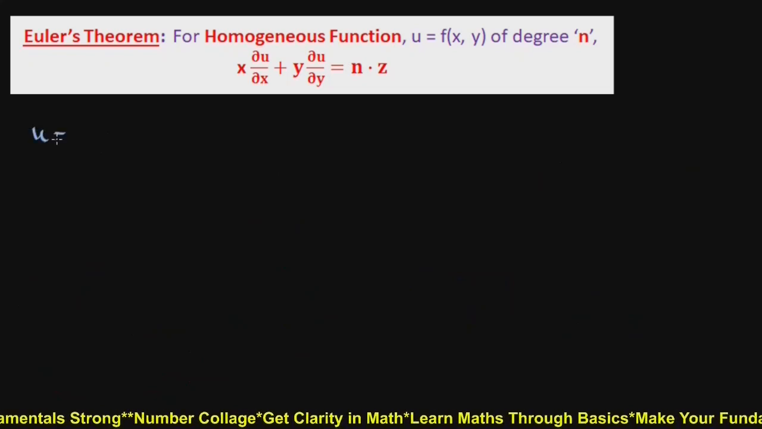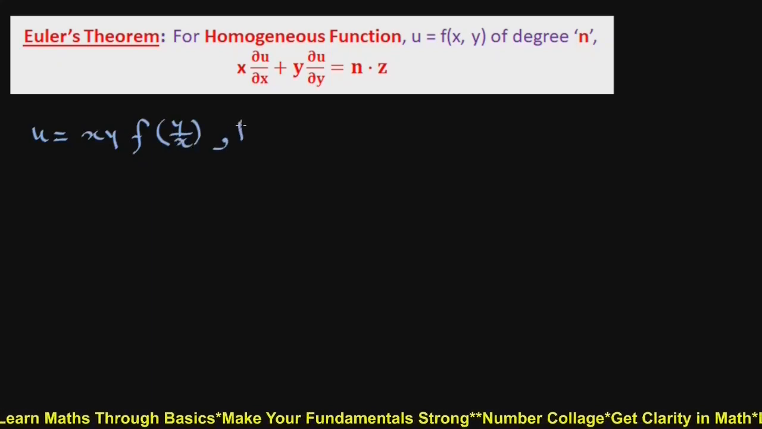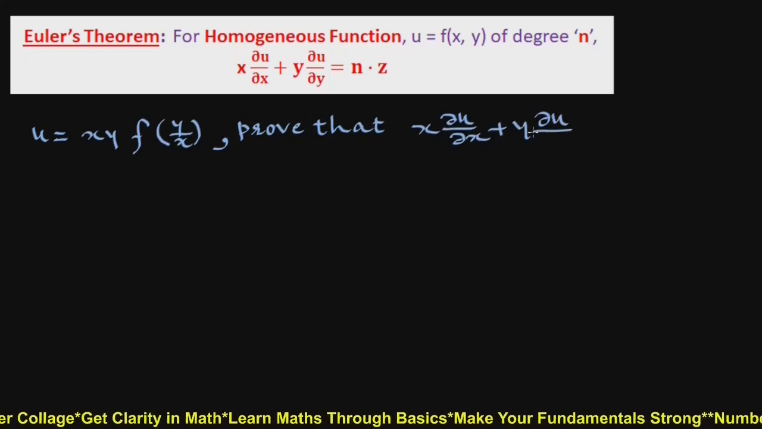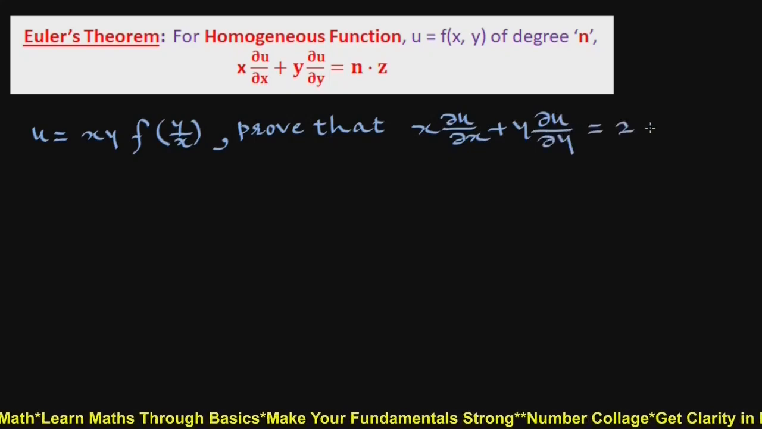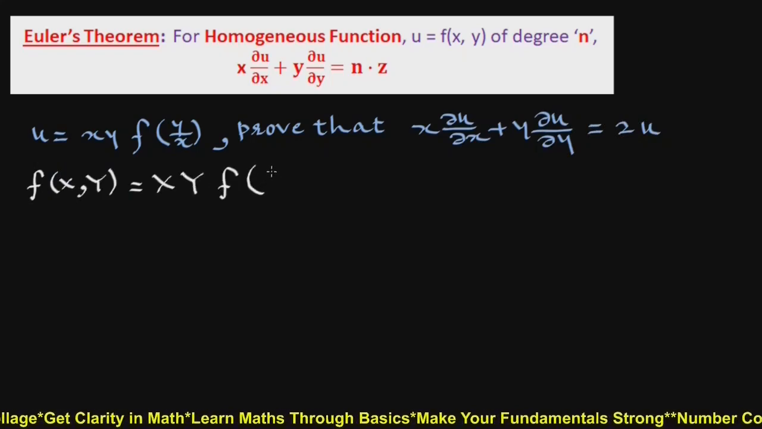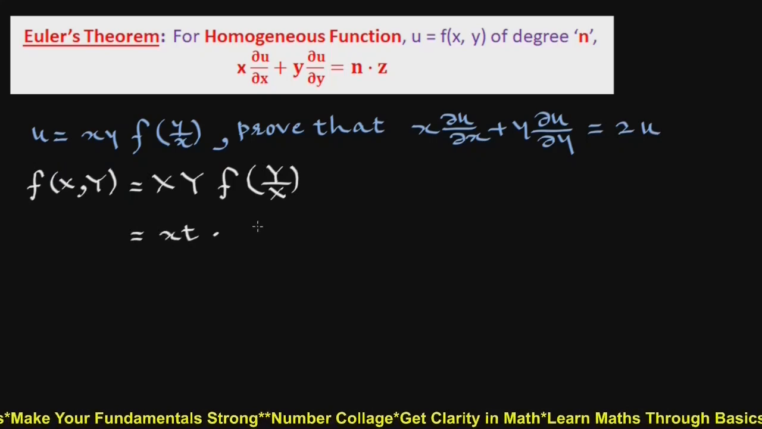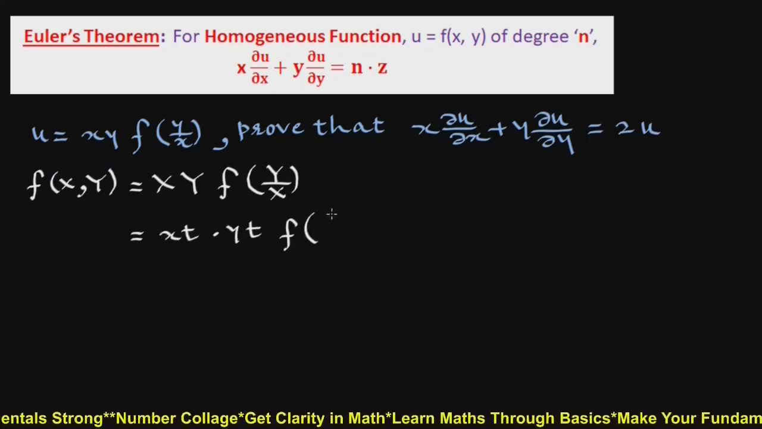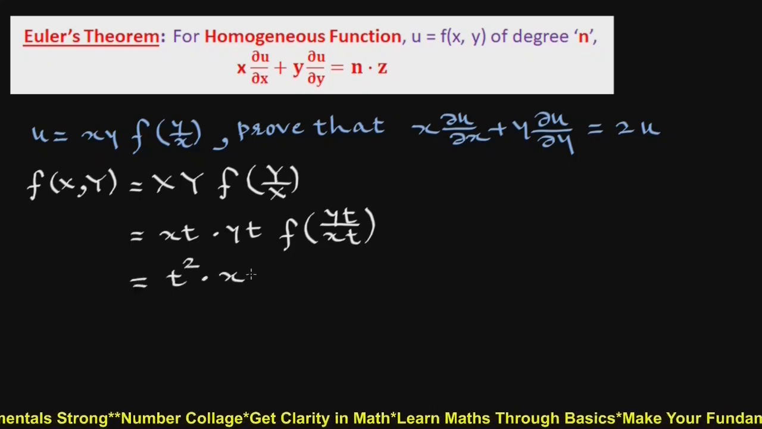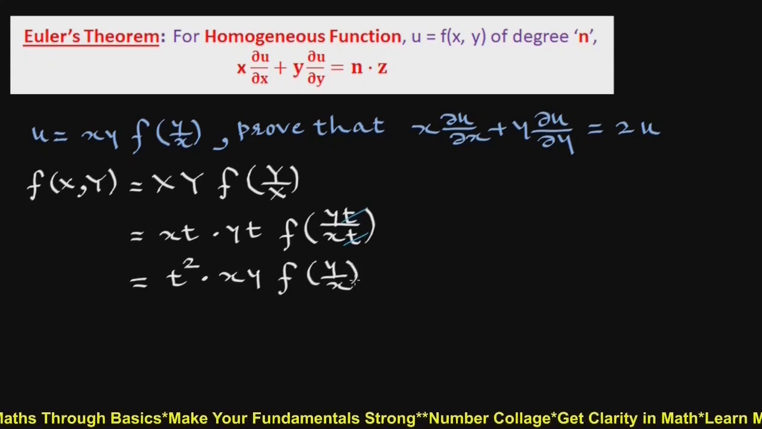If u equals xy f of y upon x, then we have to prove that x ∂u/∂x plus y ∂u/∂y equals 2u. F of xy will be xy f of y upon x. After putting xt and yt, it will be f of yt upon xt. This will be t square xy. After cancelling this t, f of y upon x.